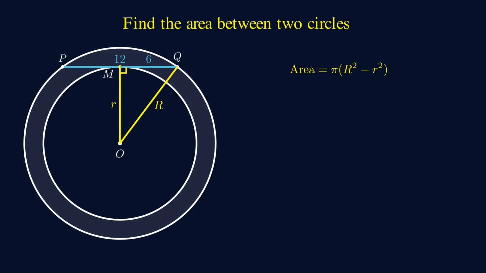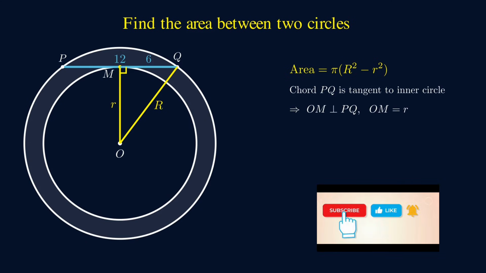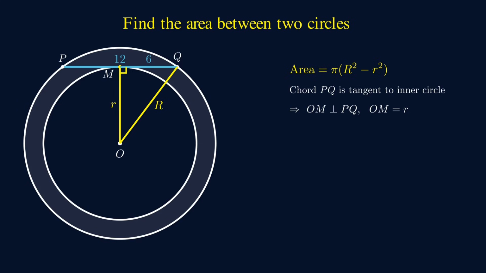Now here's the key geometric condition. The chord PQ is tangent to the inner circle, which tells us a lot. Because the chord is tangent to the inner circle, the radius drawn to the point of tangency must be perpendicular to the chord. So we drop a segment from O straight down to the chord and it hits the chord at point M. That segment OM is perpendicular to the chord and its length is r.